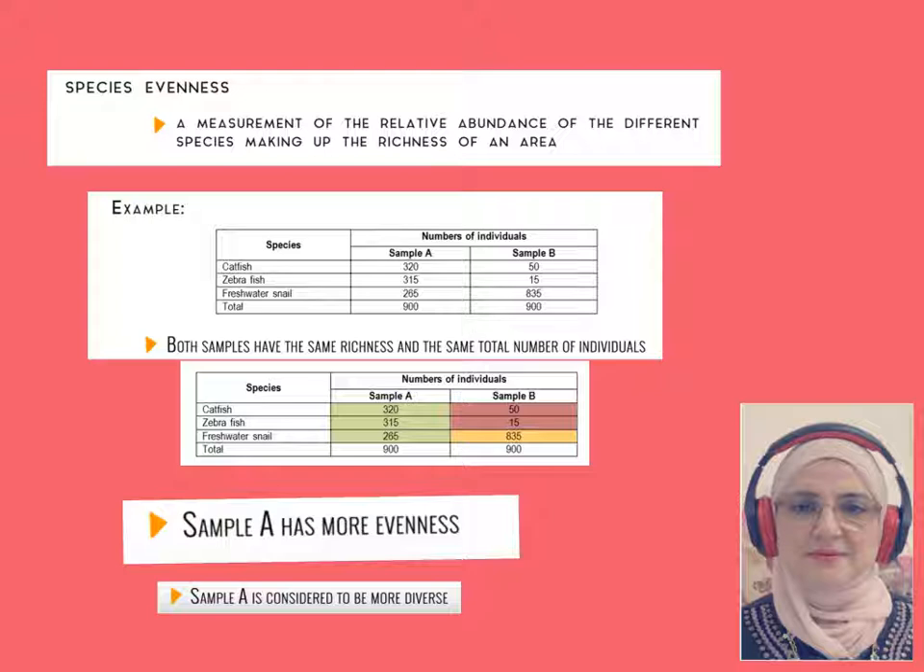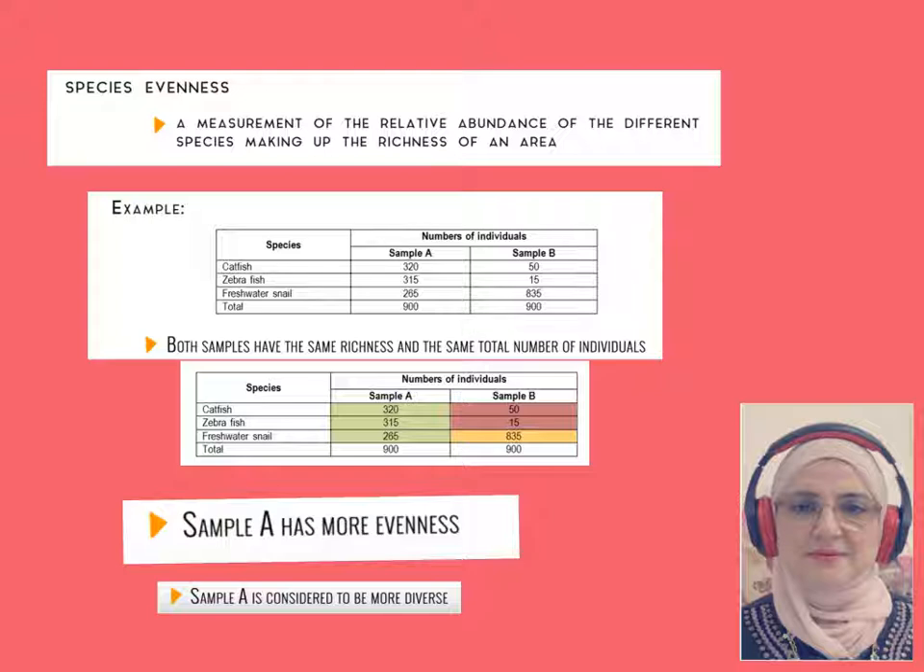Looking carefully, you can see that catfish and zebrafish are much more abundant in sample A than sample B. On the other hand, the freshwater snail is much more abundant in sample B than sample A. But we can say that sample A has more evenness compared to sample B, because the number of individuals in each species in sample A are all nearly or almost equal.